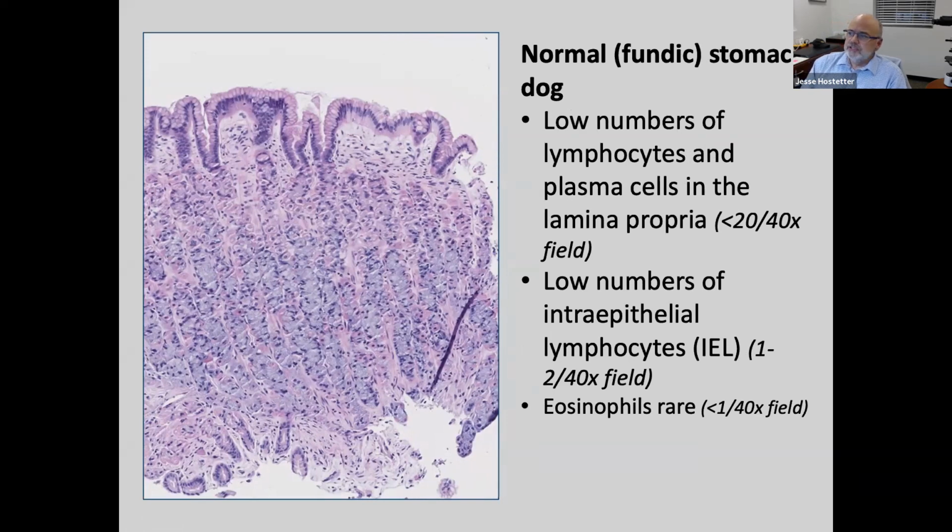There's not many inflammatory cells there. If you do see a few lymphocytes and plasma cells, most often they're in the superficial lamina propria. I put some numbers here. I don't advocate counting cells, but if that helps, you can. These were numbers that are out there, and I got some references at the end on this. But less than 20 lymphocytes and plasma cells per 40x field is within the realm of normal. There's intraepithelial lymphocytes within the surface, and there's a low number of those, 1 or 2 in a 40x field. And occasionally you'll see an eosinophil, not very many.